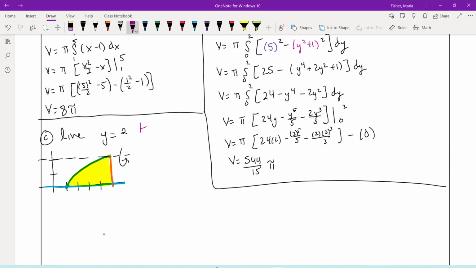Well, this is horizontal. Since it's horizontal, I know I need to integrate with respect to x. Am I a disc or am I a washer? Well, I am not always flush with this line, so I know that I'm going to be a washer. I'm going to have an outer radius and an inner radius. Can I easily see the limits of integration in x? Absolutely. They're the same as they were before, from 1 to 5. Now I need to find that outer radius and that inner radius.